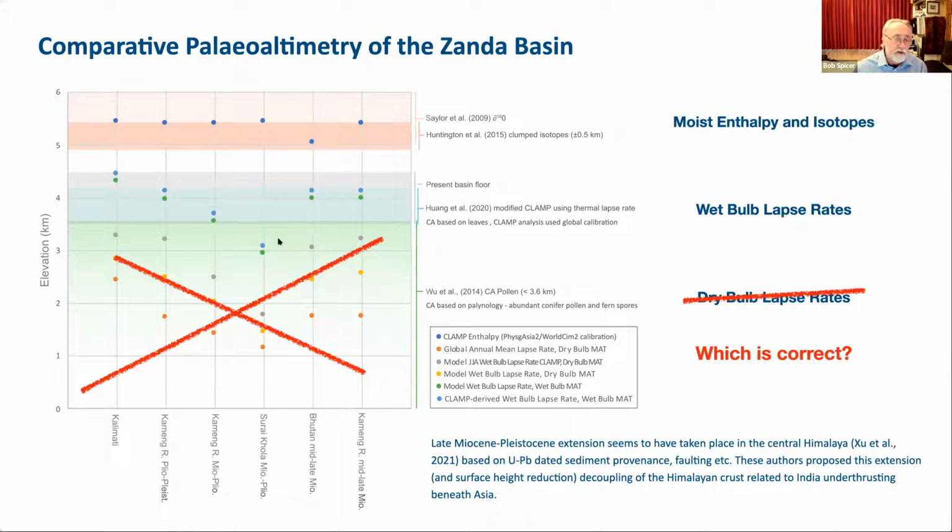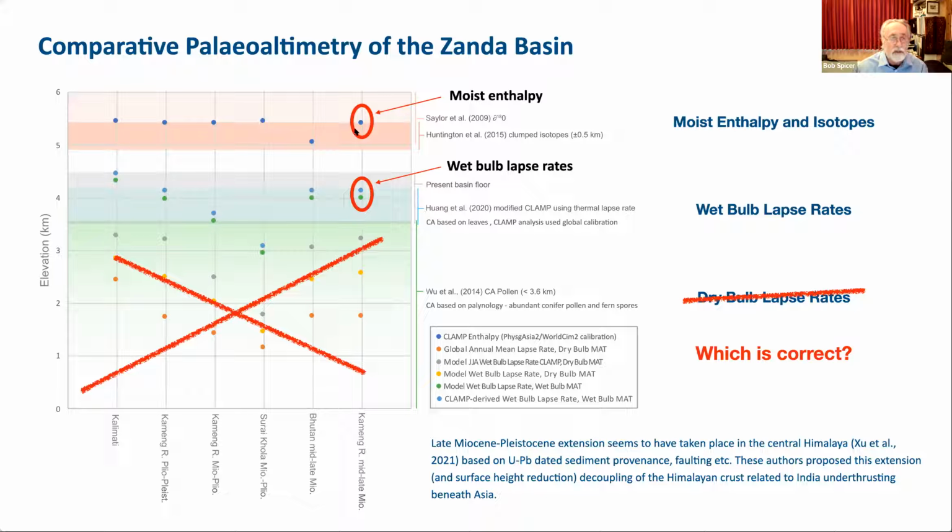But what we can do is discount all of these approaches. The dry bulb and the palynology in this context give very, very erroneous and unlikely outcomes. The wet bulb lapse rates and the moist enthalpy give two somewhat similar elevations, but the moist enthalpy is giving a high one, very similar to the isotopes.